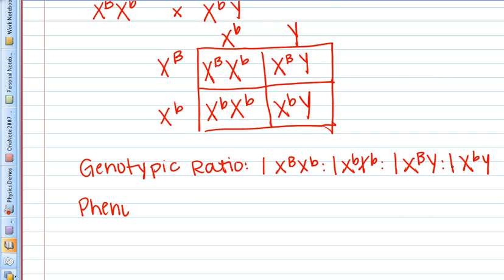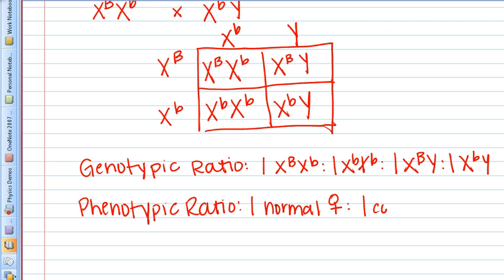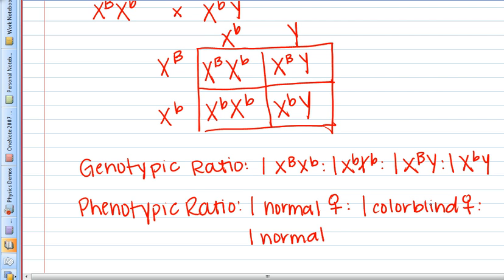Phenotypically speaking, we're also going to see 4 different phenotypes. We would have 1 normal female to 1 colorblind female to 1 normal male to 1 colorblind male.